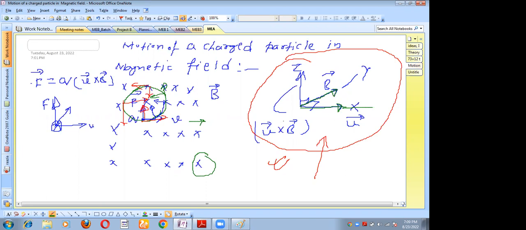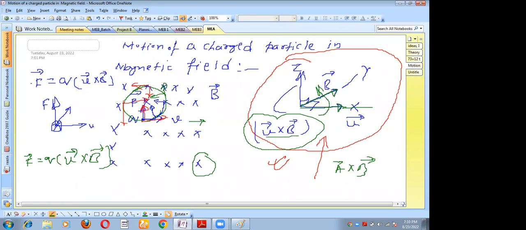So what will happen? We have seen that the magnetic force acting on a charged particle is given by F equals Q into V cross B, right? So here we have to find the direction of the cross product. By the right hand rule, when we are finding the cross product of vectors A and B, we have to move from the first vector to the second vector. So the direction of V cross B is perpendicular to both V and B.